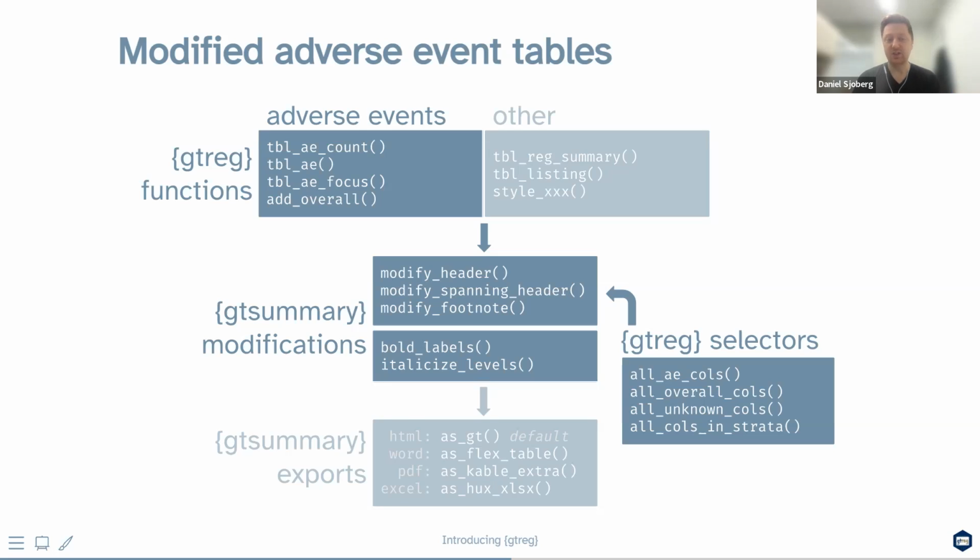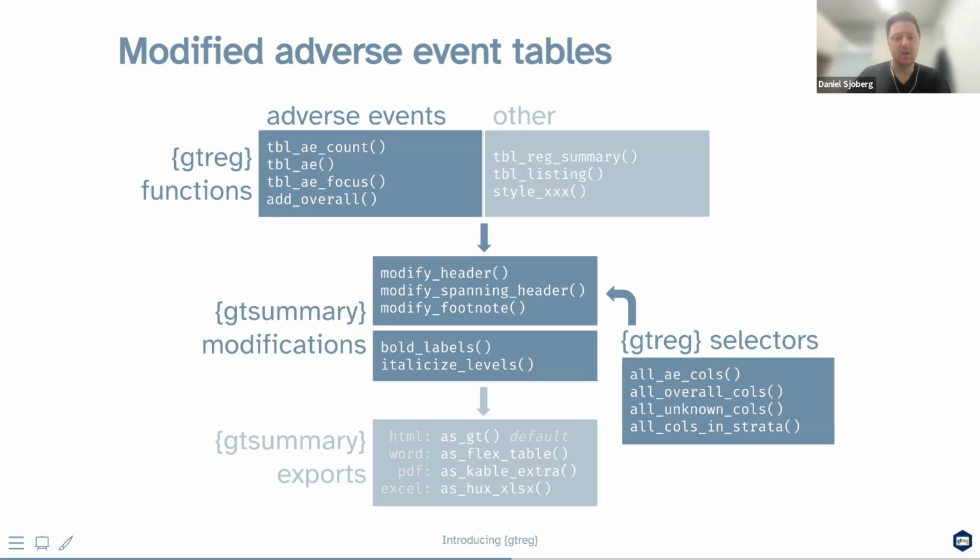So in addition to the gtsummary functions we're going to use, modify_header, modify_spanning_header, modify_footnote, and bolding and italicizing labels, there are some gtreg selectors that are going to help us. Those are going to help us select the appropriate columns from these adverse events tables. The one we're going to use most commonly is all_ae_cols, which is going to pick the adverse event column for us. There's all_overall_cols, which is going to select the columns that are overalls, and we'll get there in a moment if we haven't already. And then unknown columns, and there's another one that we won't go over today, I don't believe, called cols_in_strata.